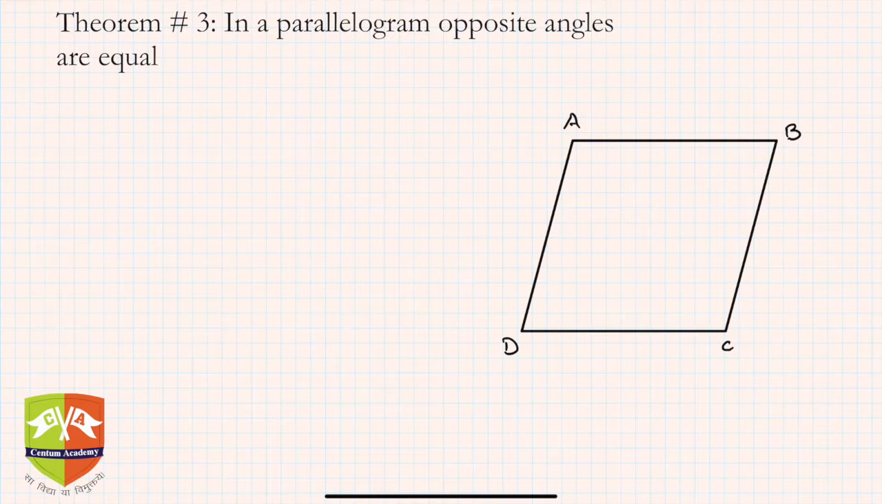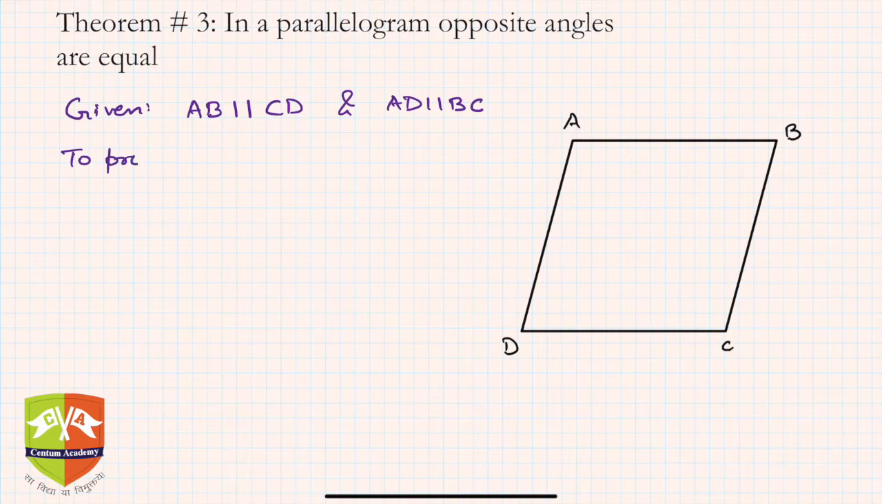If you see, it's given that ABCD is a parallelogram. So hence I can say AB is parallel to CD and AD is parallel to BC. These two things are given and you have to prove that angle A is equal to angle C and angle B is equal to angle D.